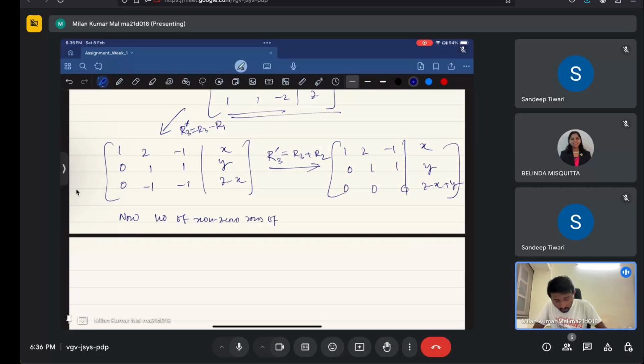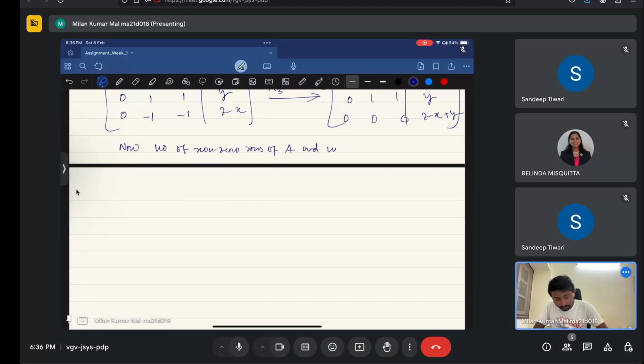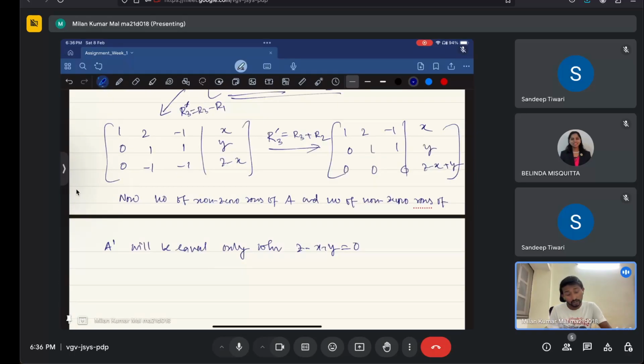Let's take this as A dash, the augmented matrix. The number of non-zero rows of A and of A dash will be equal only when z minus x plus y is equal to 0, because the number of non-zero rows in A is 2. The number of non-zero rows in A dash will be 2 when this term is 0. So that means z equals x minus y.